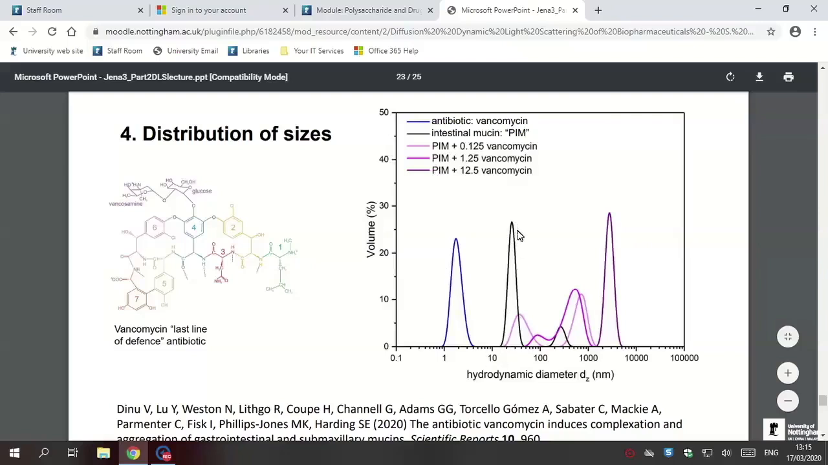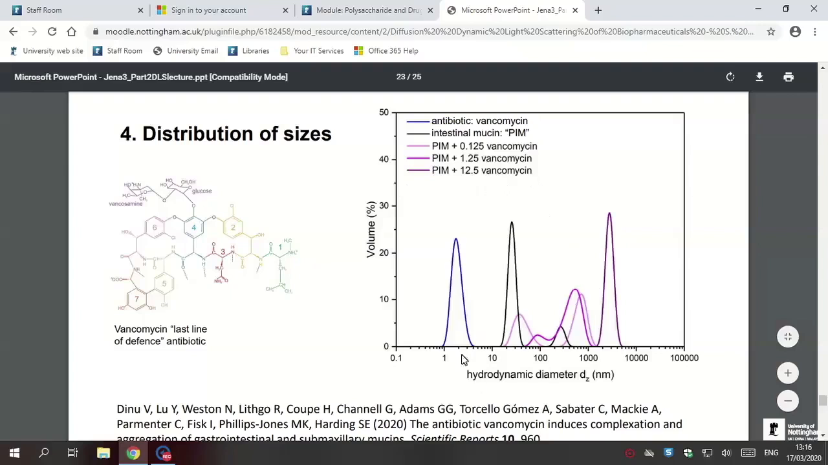And the black here is the signal for the mucin. So it's got actually two peaks, one here and one much larger one here. This is a very large molecule. And what happens when we mix the mucin with the vancomycin at different ratios?